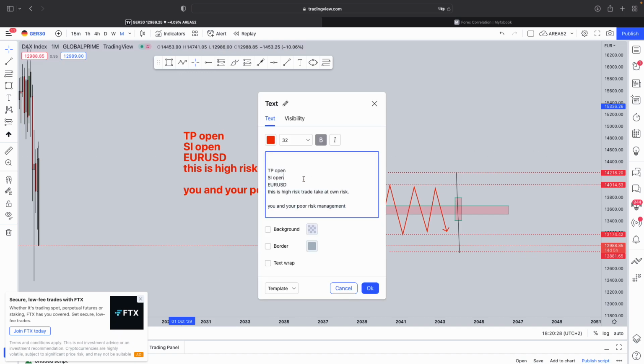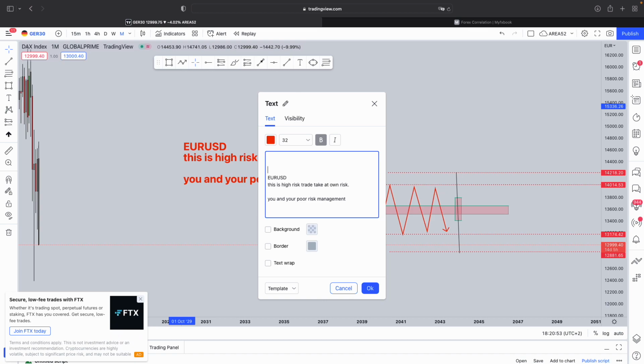You can't come to me and say SL open, TP open, because it might be easier for you to do that since you're trading a demo account. But for me, it's not easy. Like, where is SL open? Is SL open 1 million pips down or 2 million pips to the upside? Where is TP open? Is TP open 10 pips? You have to stay away from people that do this as well.